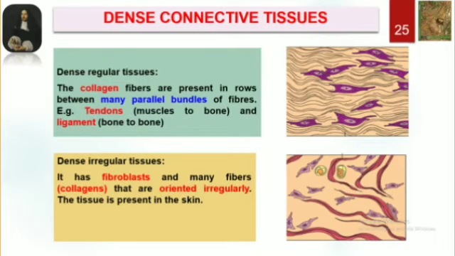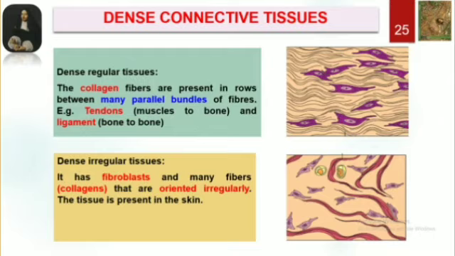Dense connective tissues. The arrangement of collagen bundles determines whether dense connective tissue will be regular or irregular. In dense regular tissues, the collagen fibers are present in rows between many parallel bundles of fiber. As for example, tendon that connects muscle to bone and ligament that connects bone to bone.